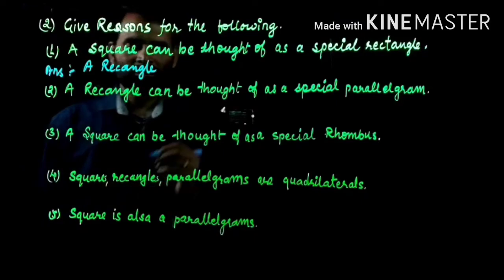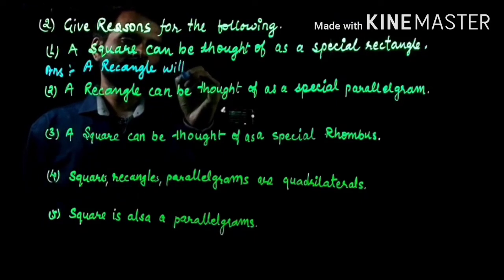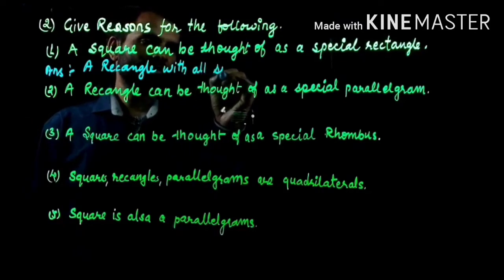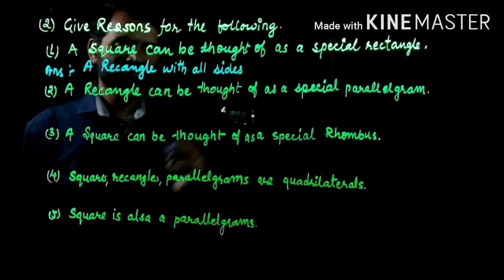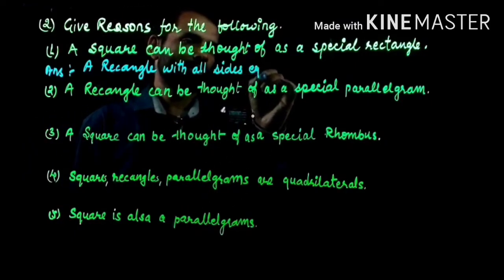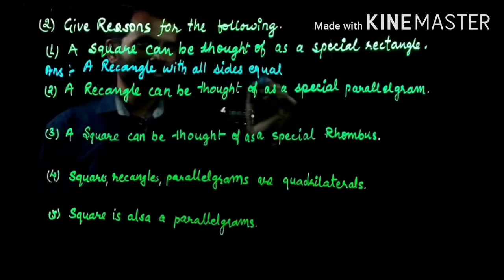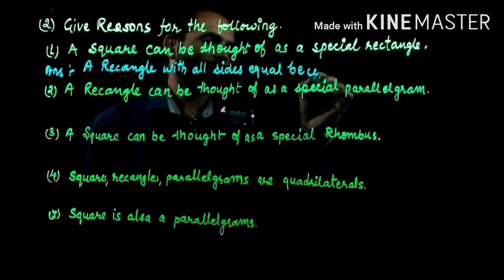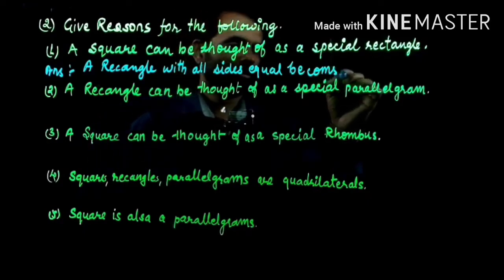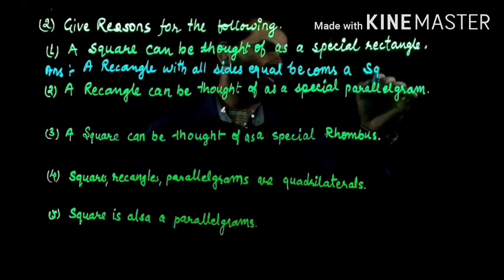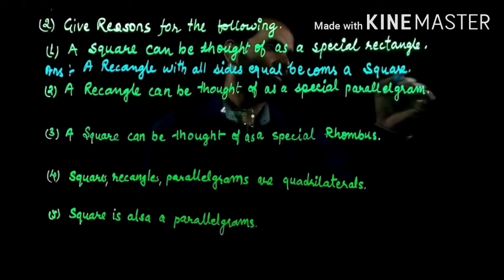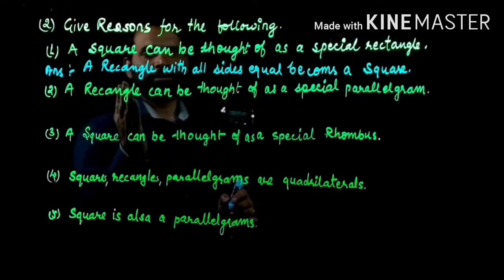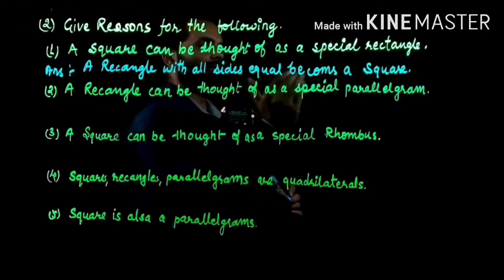A rectangle with all sides equal becomes a square. It means a square can be thought of as a special rectangle, that is, the rectangle with all sides equal becomes a square.